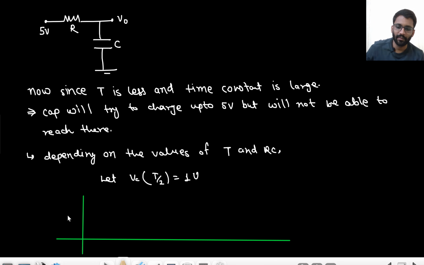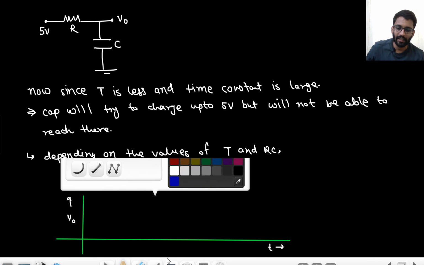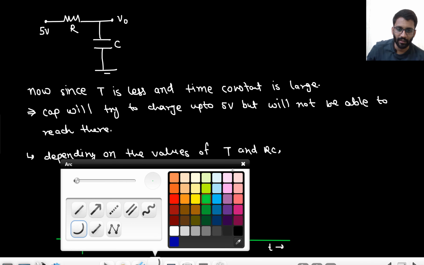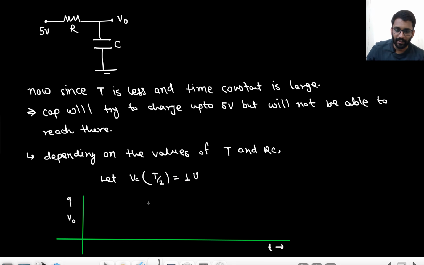So we are making the V naught waveform. The capacitor will try to charge, but it is charged to 1 volt only. Like it was trying to go like this, but it is charged only till this point. So it is charged to 1 volt till T by 2.